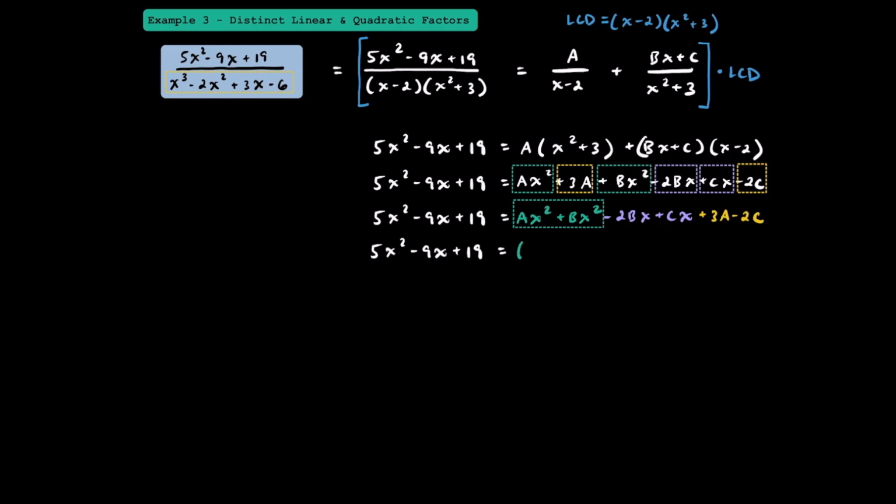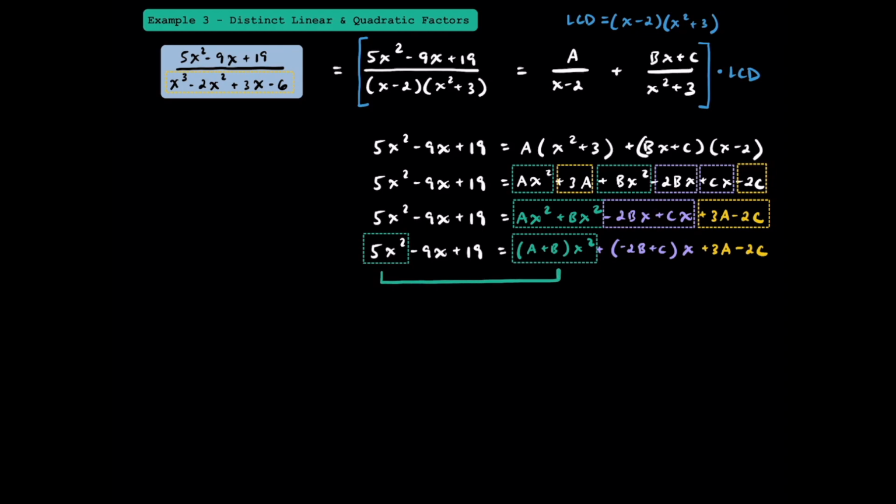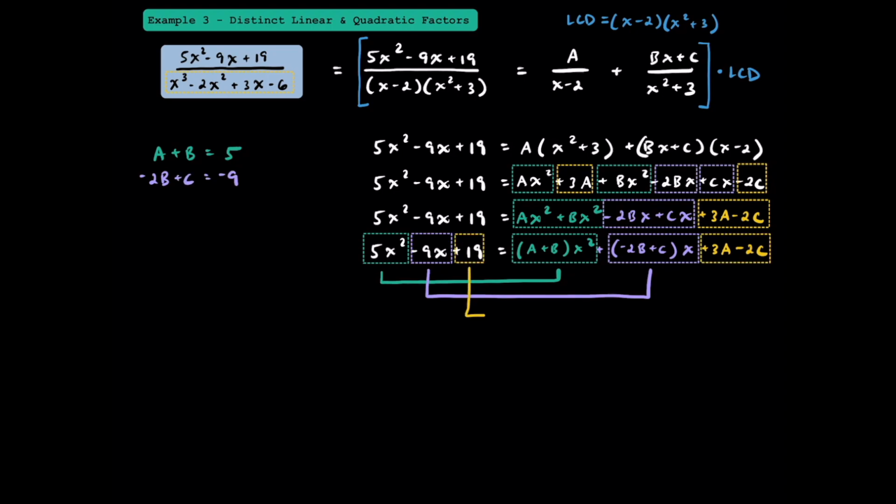Rewriting these two terms using the GCF, we can write a plus b times x squared. Factoring out the GCF here, we can say negative 2b plus c times x. And since there's no GCF for the constants, we can write plus 3a minus 2c. Since these terms right over here with x squared must match, we can write that a plus b must be equal to 5. Since these linear terms must match, we can write that negative 2b plus c is equal to negative 9. And finally, since these constants must match, we can write that 3a minus 2c is equal to 19.